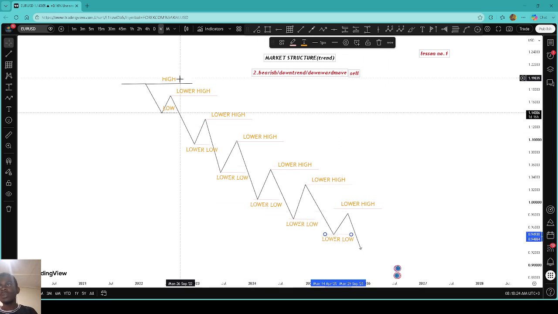In that manner. So when it's moving down, it's creating a high first, then a low, then a lower high, a lower low, a lower high, a lower low, and so on. So this is a bearish or a downtrend or a downward move. In this move, people sell the market. Are we together? So here we sell the market.